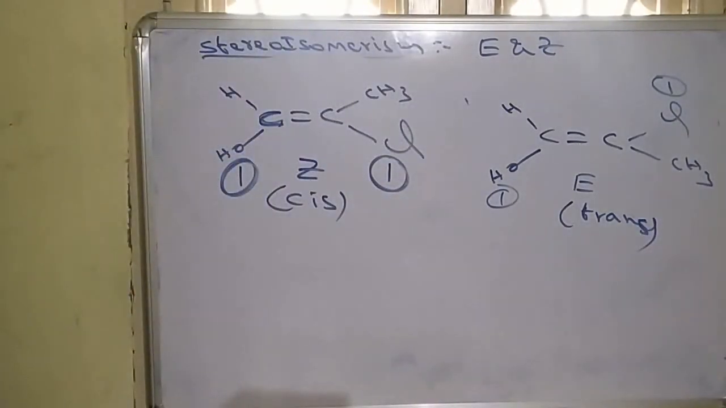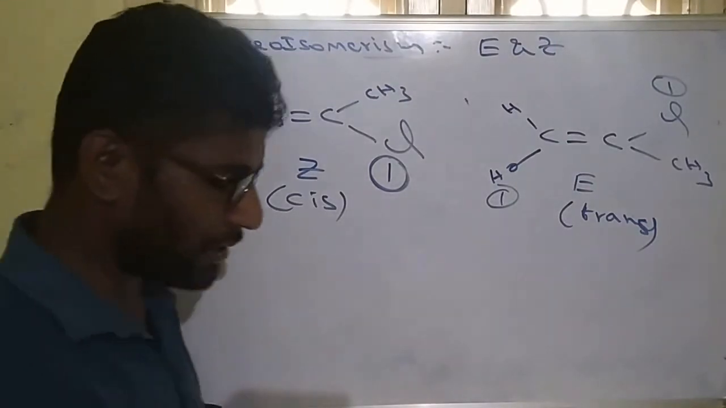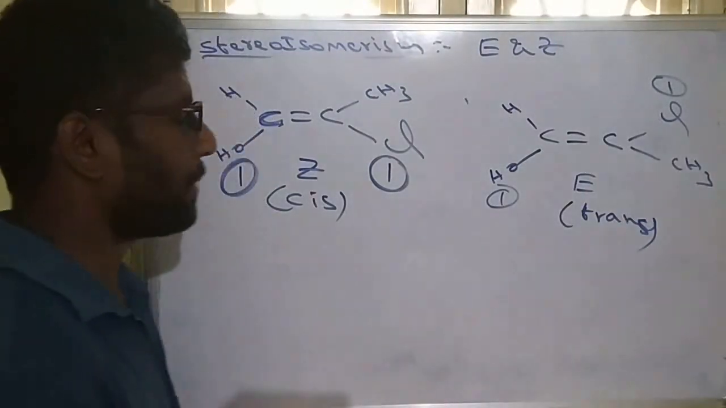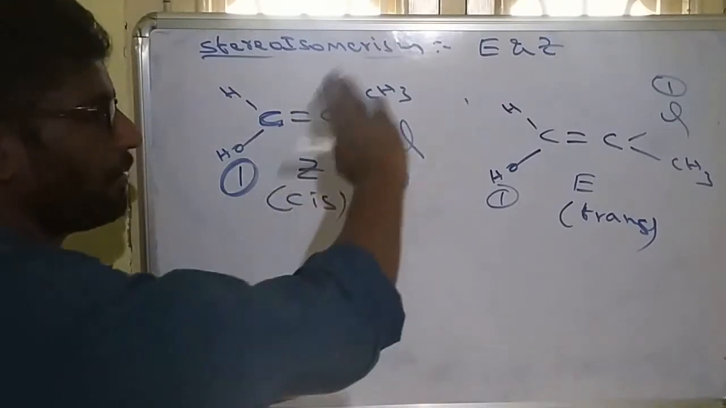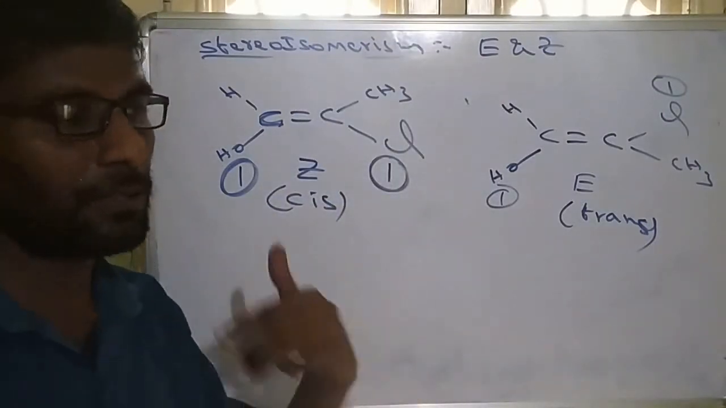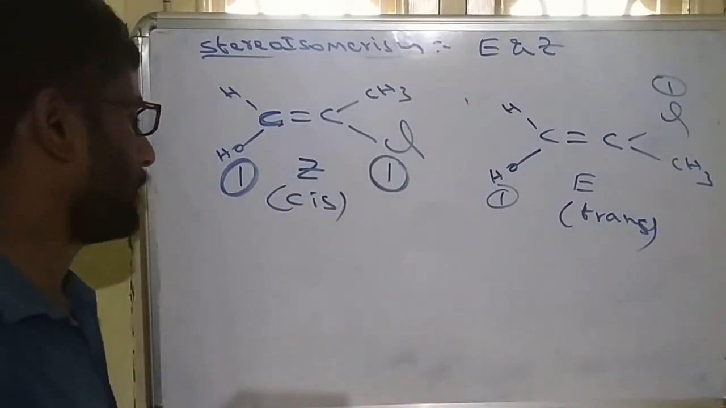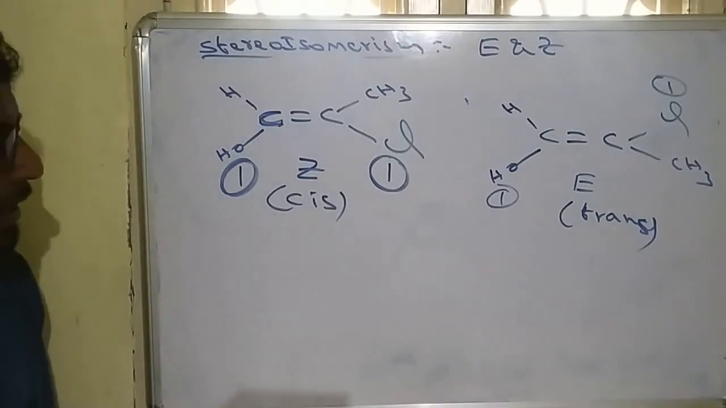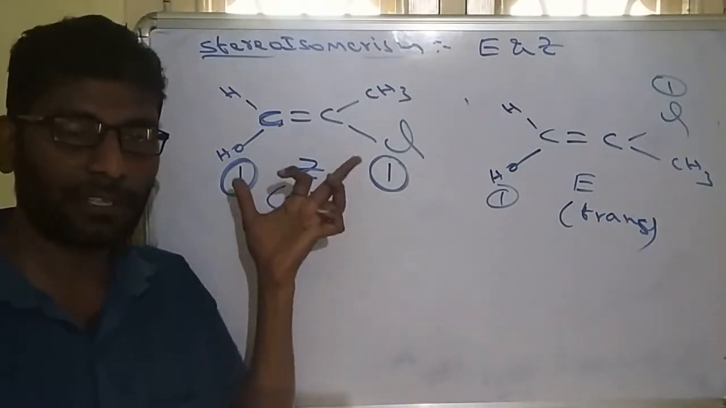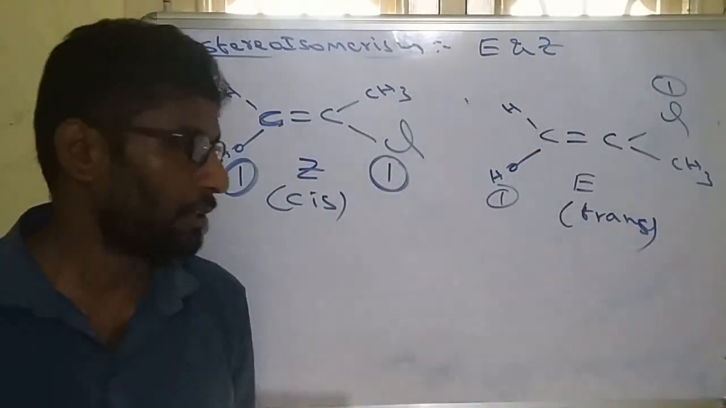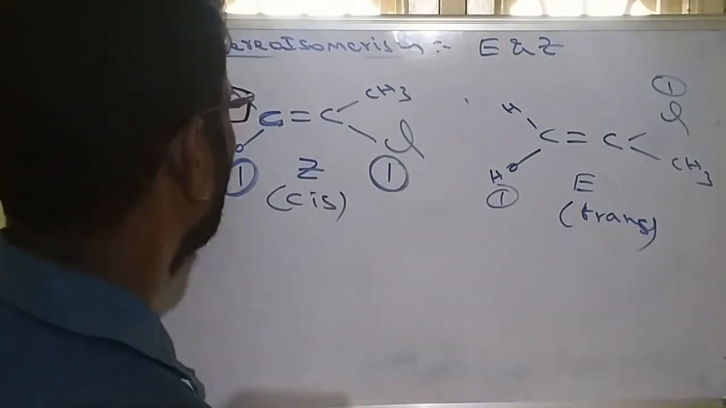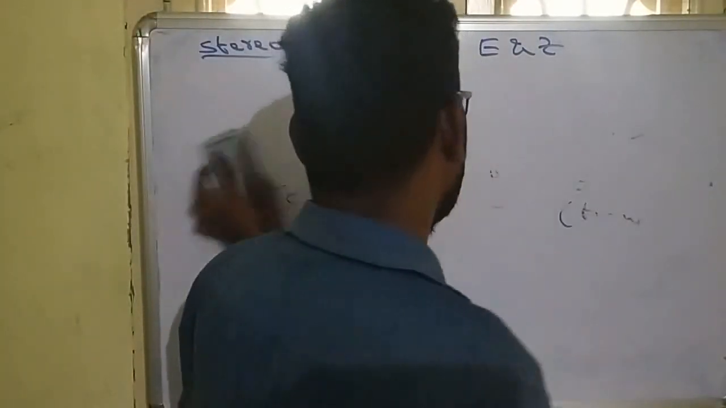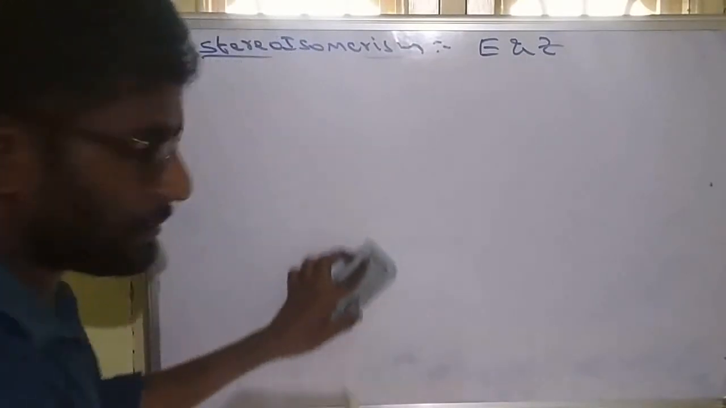So that is geometrical isomerism. If similar groups are there, we can directly apply cis-trans. If all are different, then we use the E and Z system based on atomic number priority. If both high atomic number priority groups are present on the same side, it is the Z isomer; on opposite sides, that is called the E isomer. So this is the geometrical isomerism in alkenes.